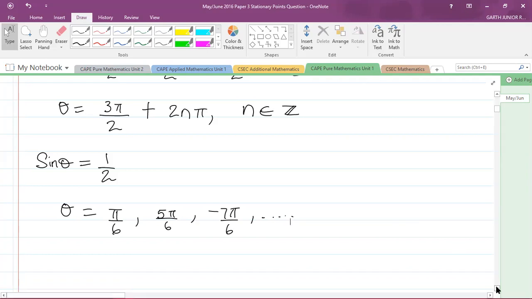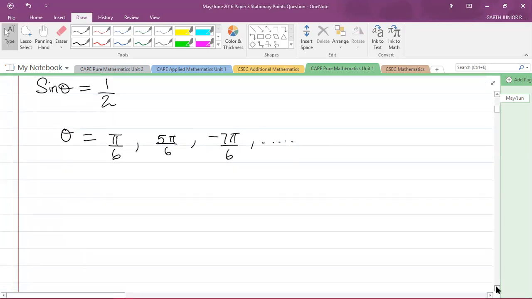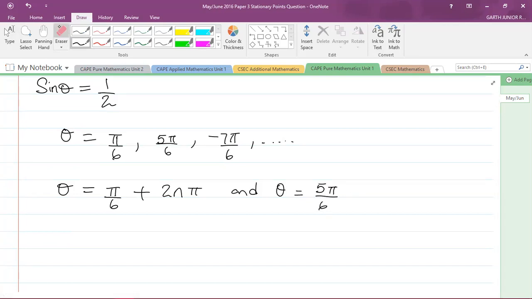Based on what I'm seeing here, I can generate 2 general solutions for this equation. So I'm now going to say that my general solution is theta equals pi over 6 plus 2n pi, and theta equals 5 pi over 6.